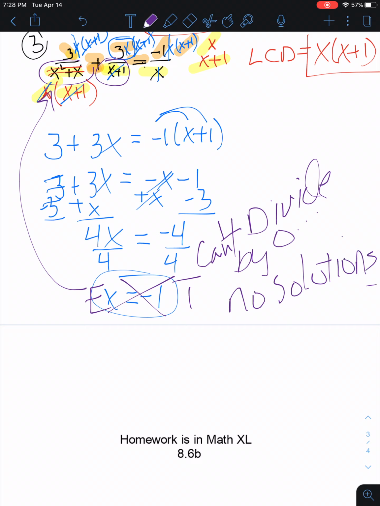Now you could have one extraneous and still have a solid solution if there were two possible solutions, but it didn't come out in this one. Okay? So, hope that's helpful. Please refer back to 8.6a, the video, if you need to go back in and look at some others. They're going to be very similar to these.